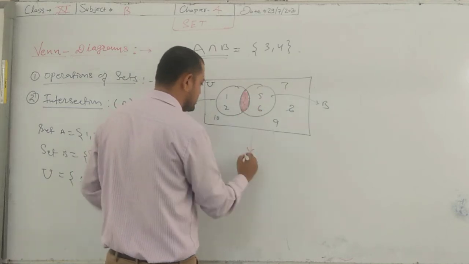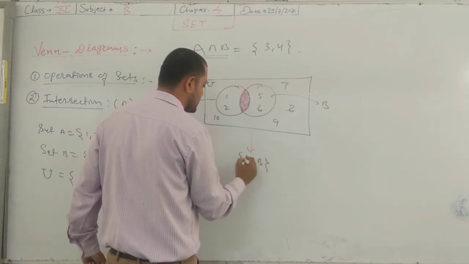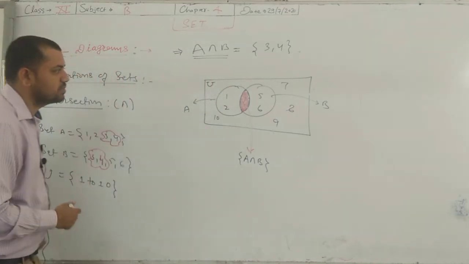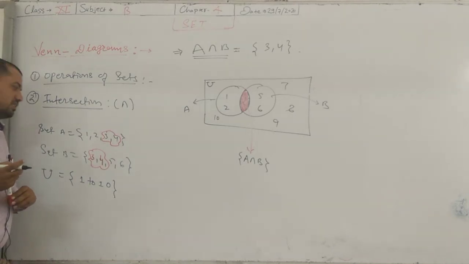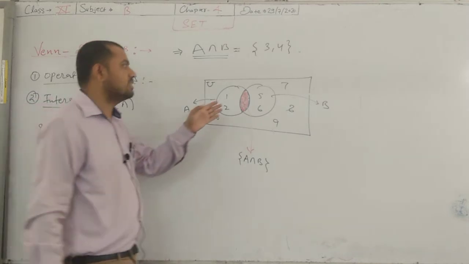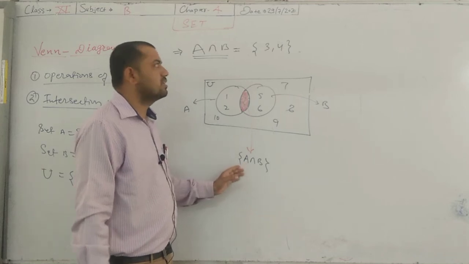The universal set U contains the elements 1 to 10, with set A and set B inside it. The common portion is represented by the intersection, A intersection B. The union represents the combination of both sets, but the intersection represents only the common part between the two given sets. So first we discussed the union and second the intersection. Intersection is basically the common elements between the two sets, and in the Venn diagram we use only the common portion between A and B.